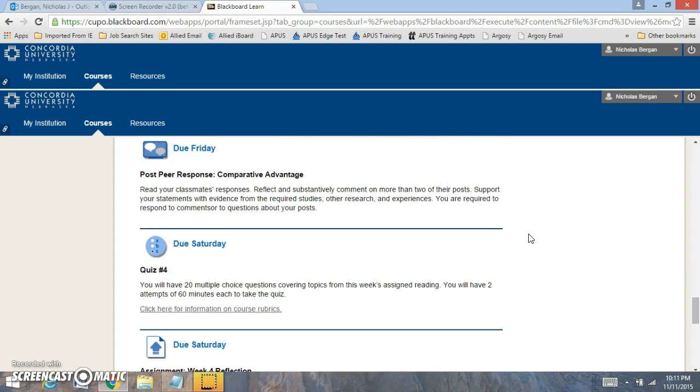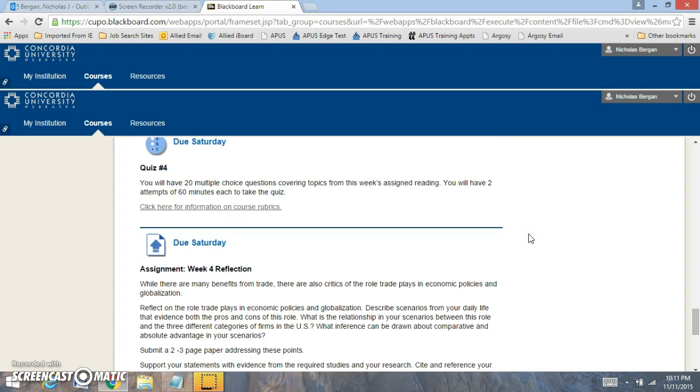Then by Friday, you're going to do a peer response. Now, any of the peer responses can be to any of the questions that I ask, or to any of the posts from your peers. Any of those will count, as that will be fine. Make sure they're a paragraph in length, as that's important.